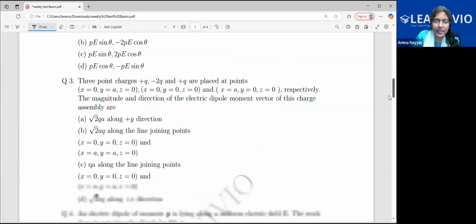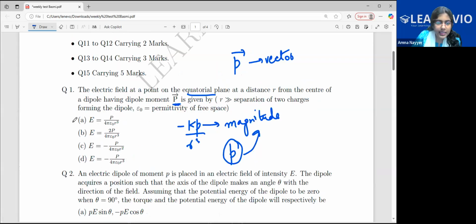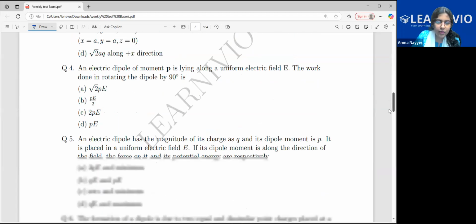Second question, third was done very well. What was the answer for the first one? Answer would be A. Yes. Okay, ma'am. Okay. Fourth was done fine. Fifth was correct.